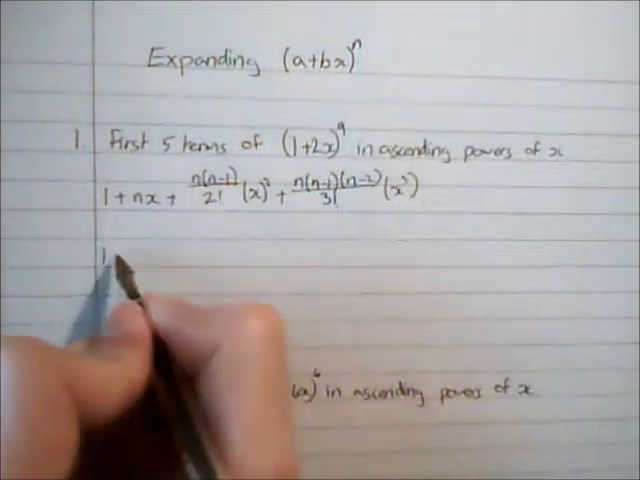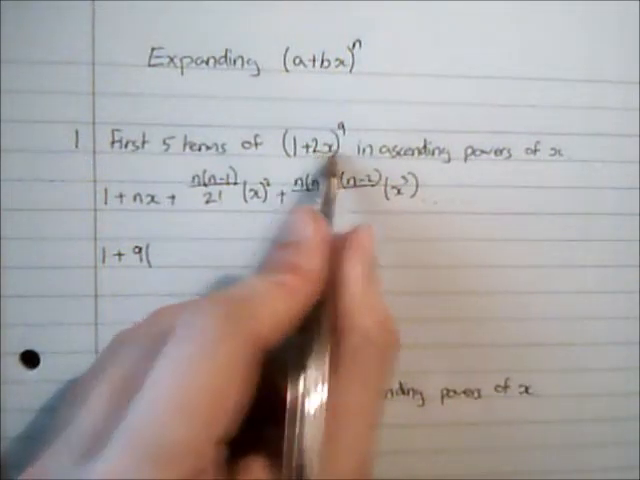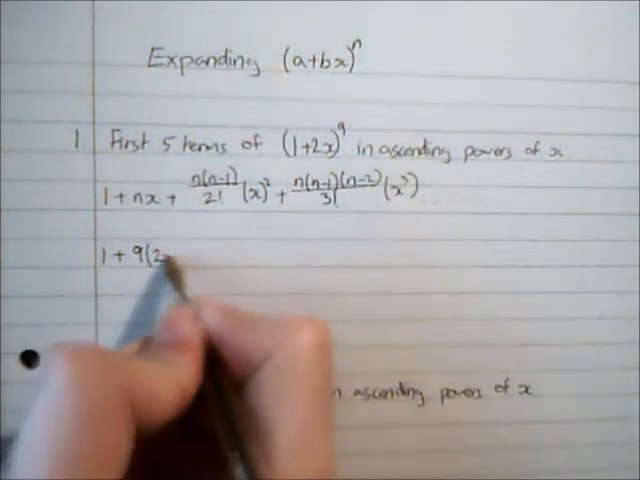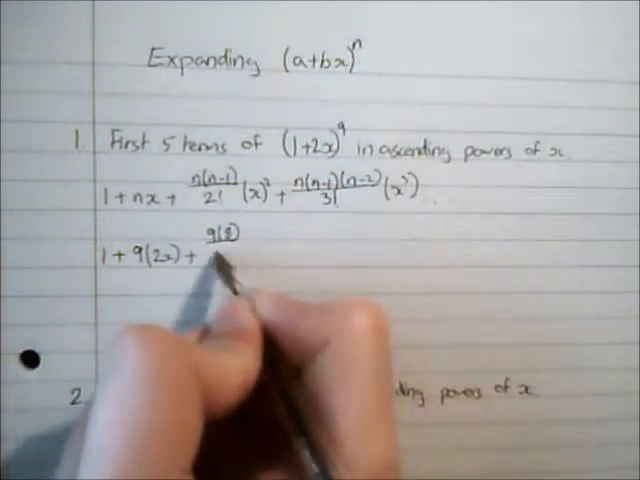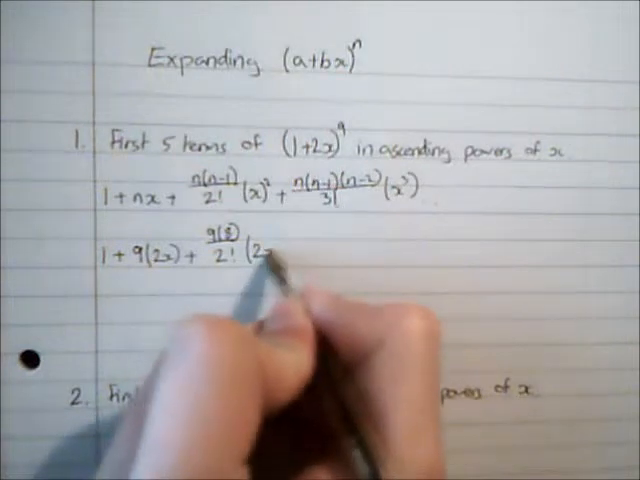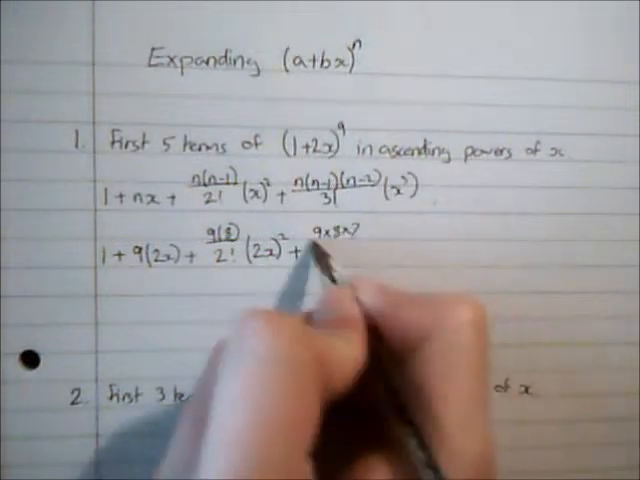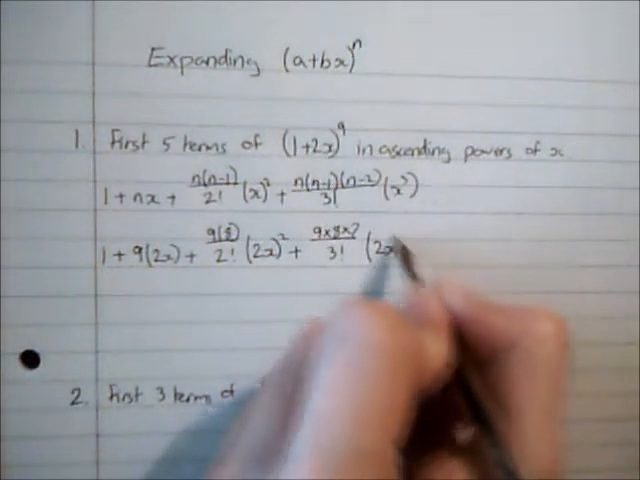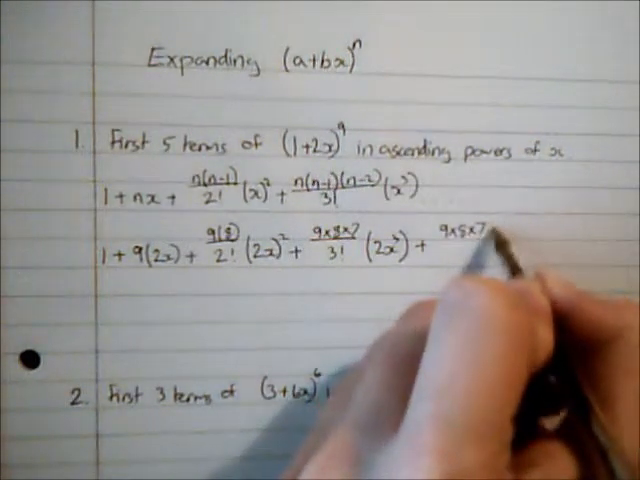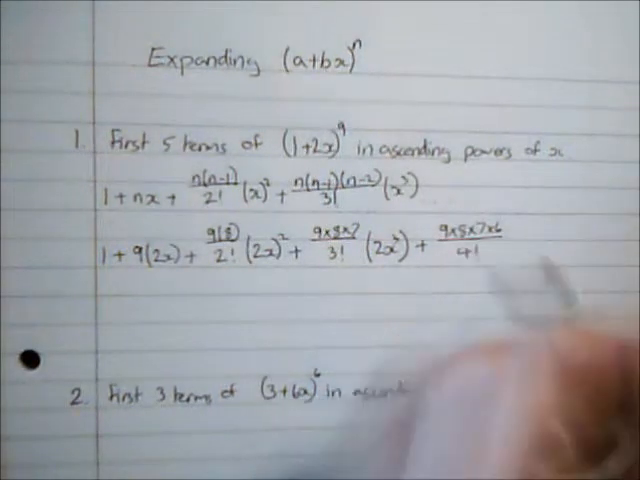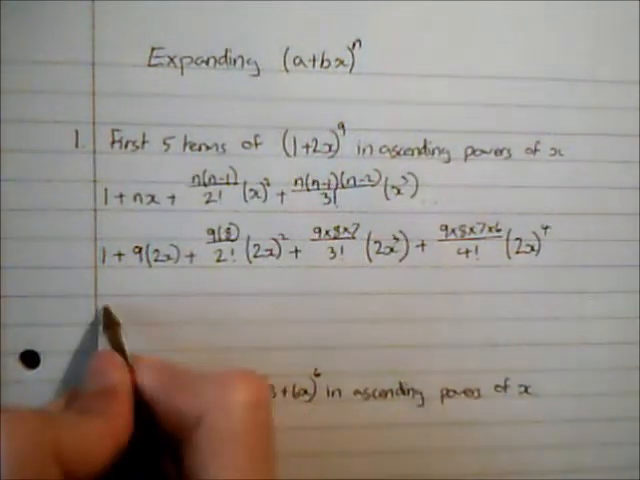So 1 plus 9, and then with the x goes the number with it, so 9 lots of 2x, add 9 lots of 8 over 2 factorial 2x squared, add 9 times 8 times 7 over 3 factorial 2x cubed, add 9 times 8 times 7 times 6 over 4 factorial 2x to the 4. And now I can just simplify each of these terms.